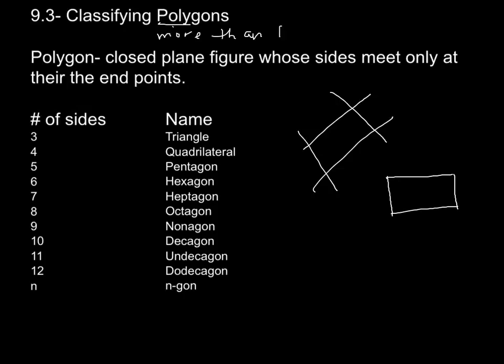Decagon has 10 sides, like a decade is 10 years. An undecagon is 11. A dodecagon is 12. And then after that it would be a 13-gon, 14-gon, and so on. So n just means any number. We'd put that number and then call it a gon. n is our variable for any number. We'd plug whatever number of sides it is in. That's what we would do for an n-gon, which just means any number.